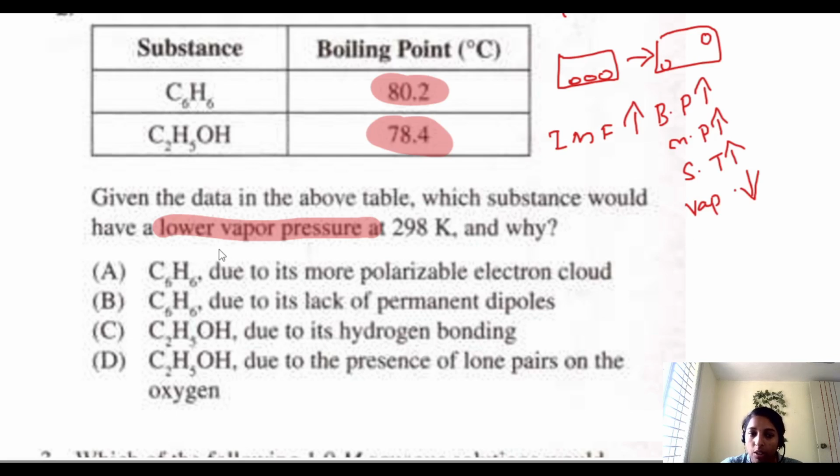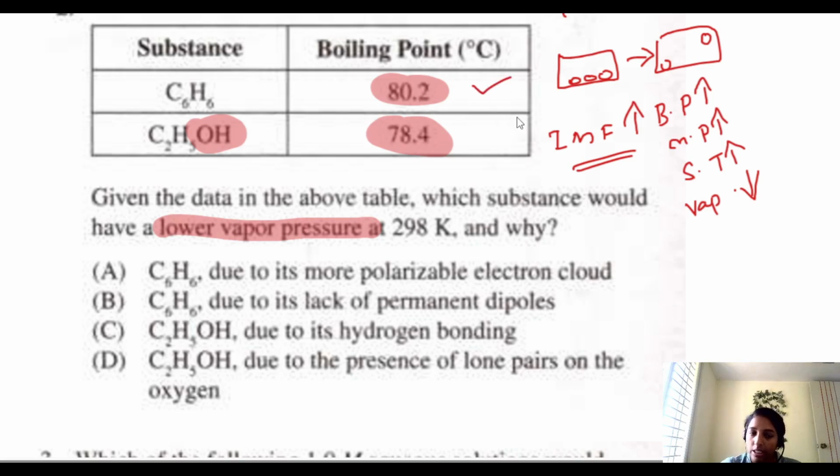So the question is: which one has low vapor pressure means which one has high IMF. Maybe when you look at this molecule, you may think, see, this is OH, hydrogen bonds are there, so definitely C2H5OH has higher IMF. But see the boiling point. Boiling point is direct evidence. If C2H5OH's IMF is higher, then definitely the boiling point of C2H5OH has to be higher. But you can see C6H6 has a higher boiling point.